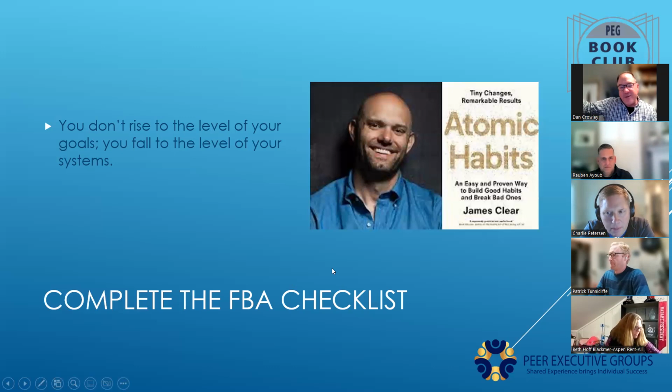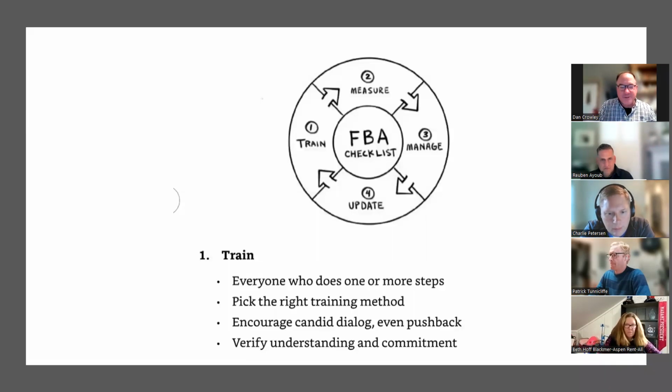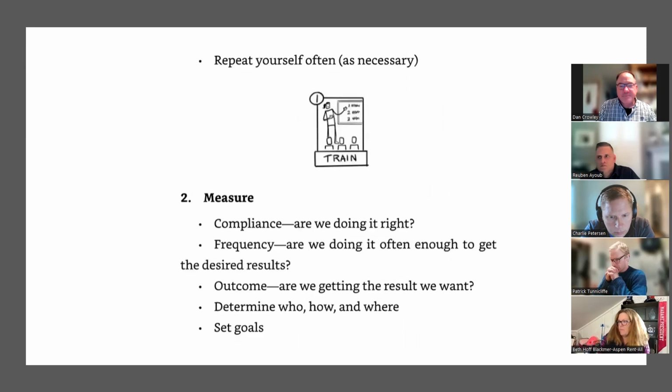So complete the checklist is the point of this chapter, which is simply, I'm just going to quickly rifle through these. Train: everyone who does one or more of the steps should be part of this. And again, pick the right way to do it, whether it's virtual or in person, whatever. Encourage pushback and also verify understanding and commitment. Also repeat yourself as often as necessary.